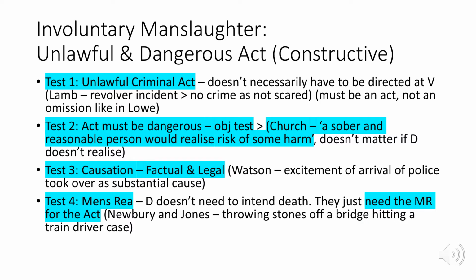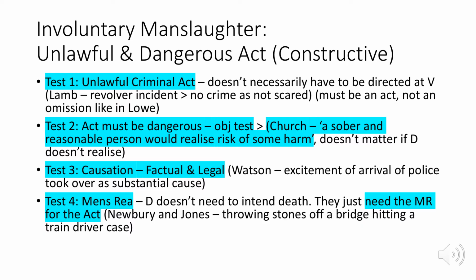The opposite of voluntary manslaughter is involuntary manslaughter. So for IM, you've got unlawful and dangerous act, which is also known as constructive manslaughter. Test 1 for this is there must have been an unlawful criminal act. Now this doesn't necessarily have to be directed at the V. This was shown in Lamb, where there was a revolver incident. It must be an act. It can't be an omission, like in Lowe.